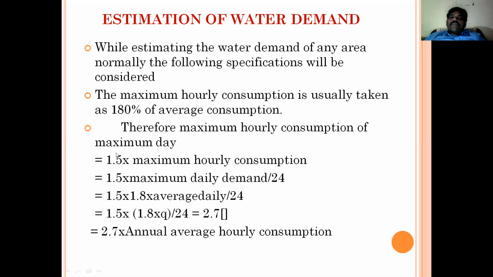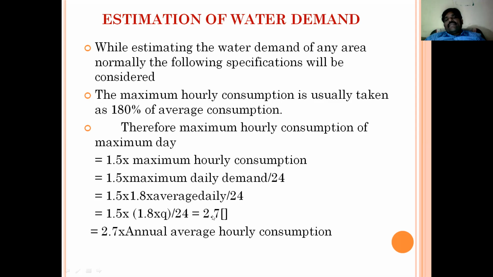Therefore, hourly consumption of a maximum day can be calculated as 1.5 into maximum hourly consumption, 1.5 into maximum daily demand by 24. How can we get the maximum hourly consumption? Simply by 24, because there are 24 hours. That means the maximum hourly consumption is obtained by taking the maximum daily demand by 24. To that, 1.8 into average daily demand by 24. Why 1.8? Because it is 180% of average consumption. So 1.5 into 1.8 into Q by 24.